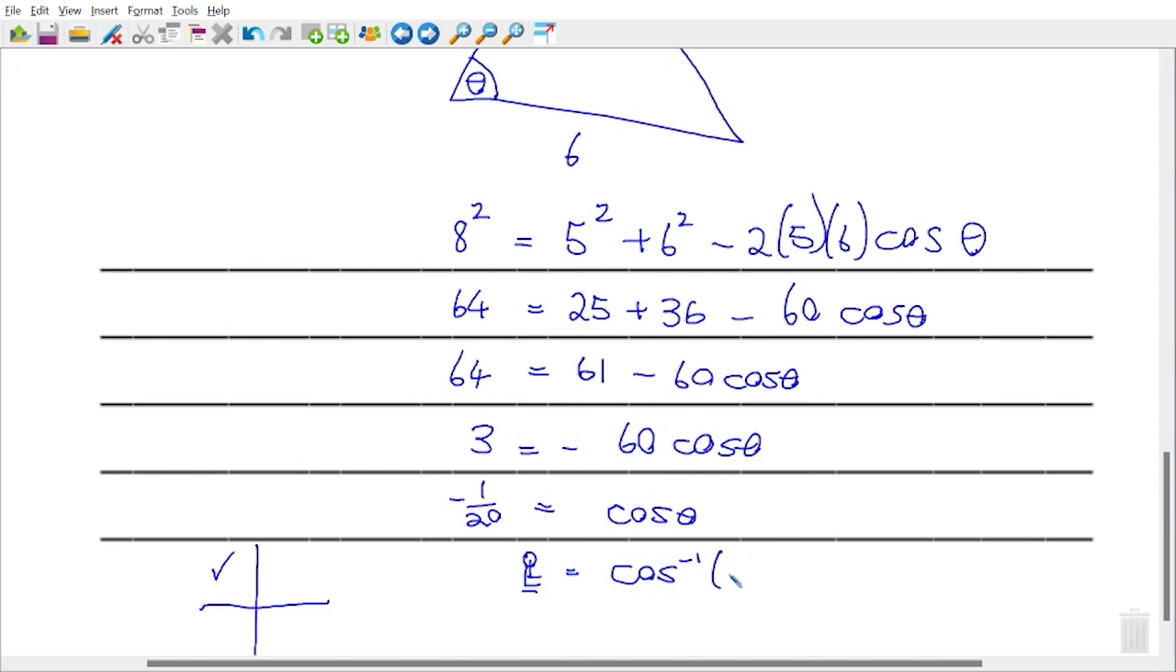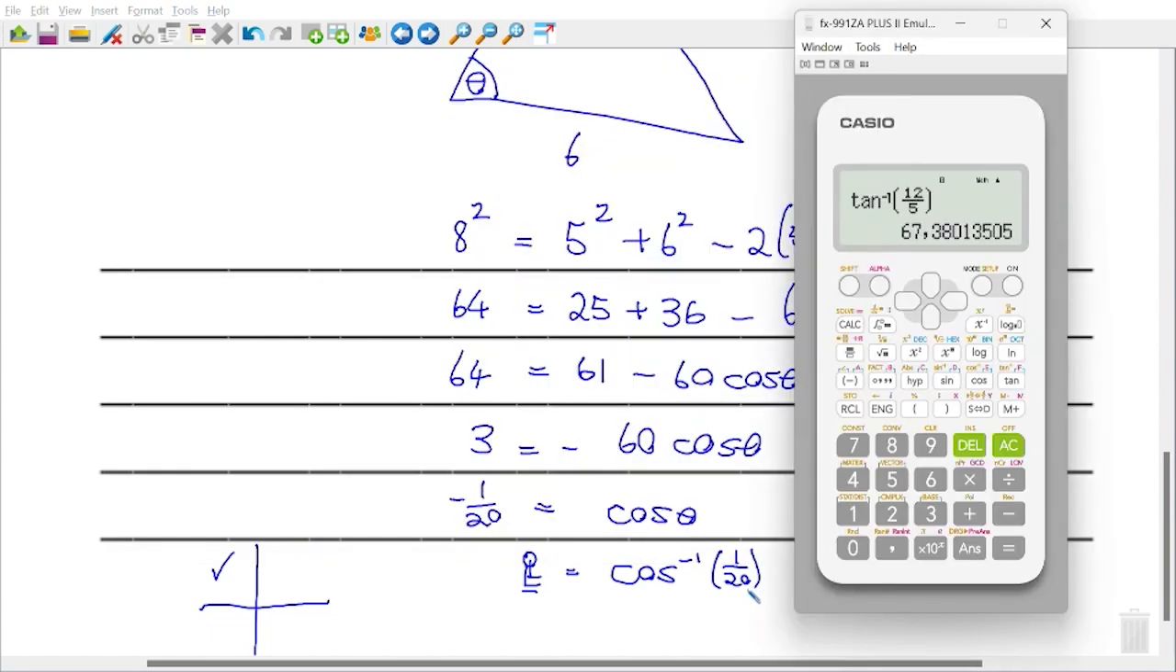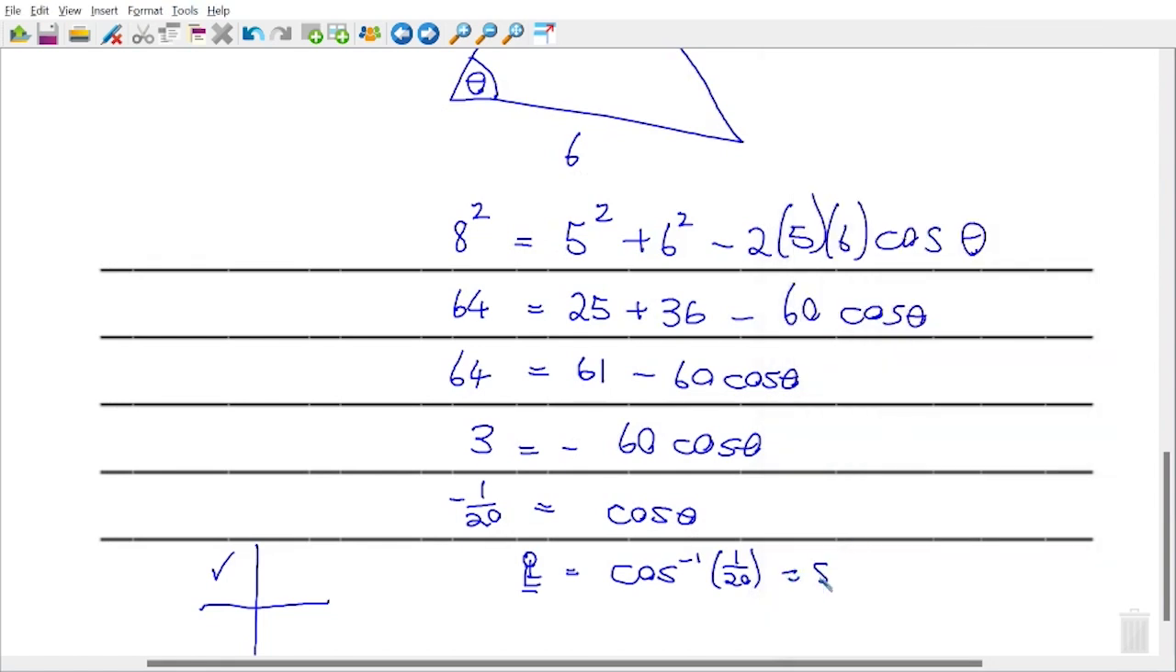Let's see what I get. Shift cos of a 20th. And I get 87 degrees. Now that's not the answer. That is the amount from a horizontal axis that I'm in that quadrant. So in fact, theta is going to be 180 minus 87.1. And my final answer is 92.9 degrees.